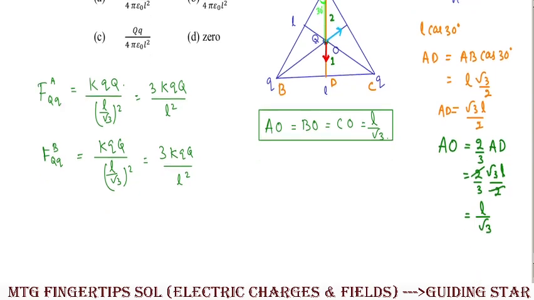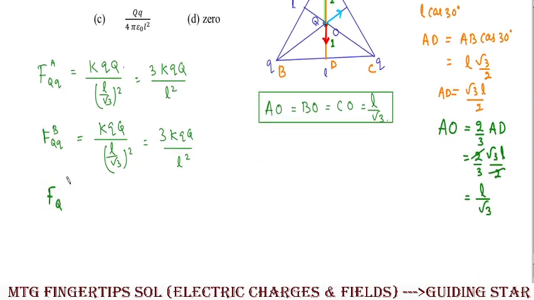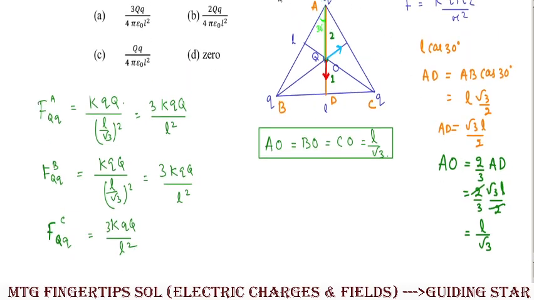Similarly, what will be the force on this capital charge Q due to small q, due to the charge present at C? So it will be same, 3kQq upon L square, and its direction is important. So what will be the direction of that force? ये जो q है यहाँ पे, ये इस चार्ज के ऊपर कौन सा डायरेक्शन में फोर्स अप्लाई करेगा? It will be applied along this particular direction. ये डायरेक्शन में फोर्स अप्लाई कर रहा है. क्लियर? अच्छा.